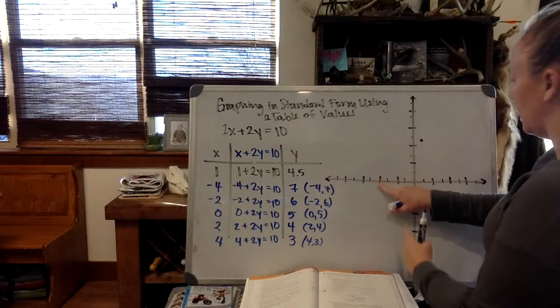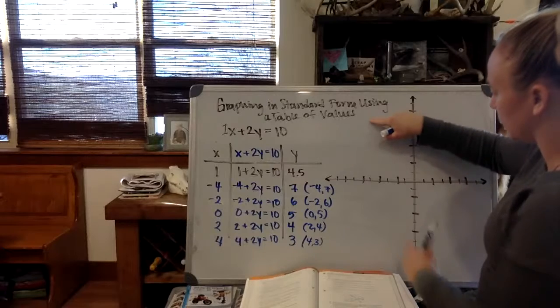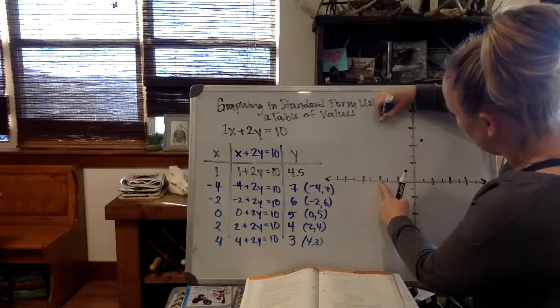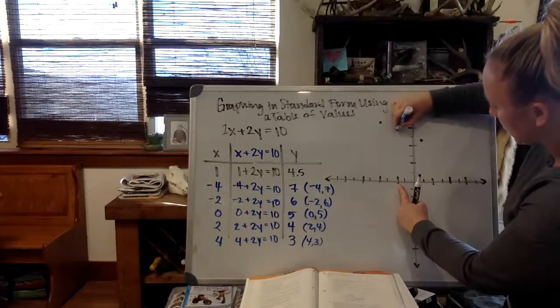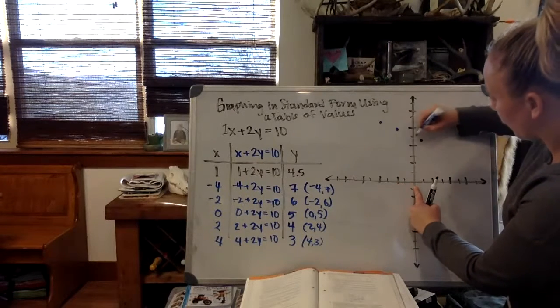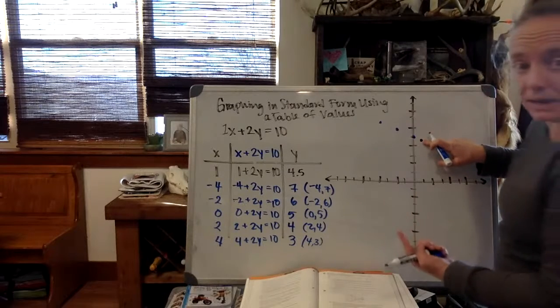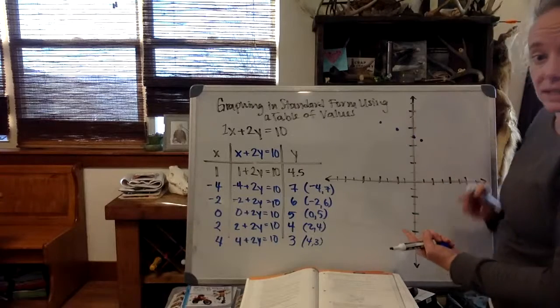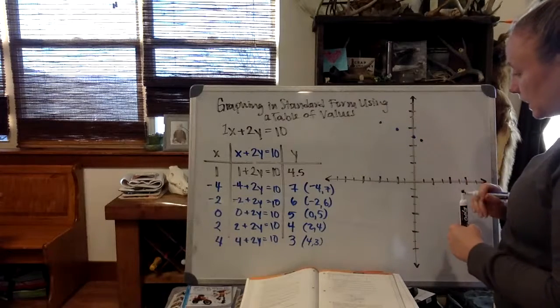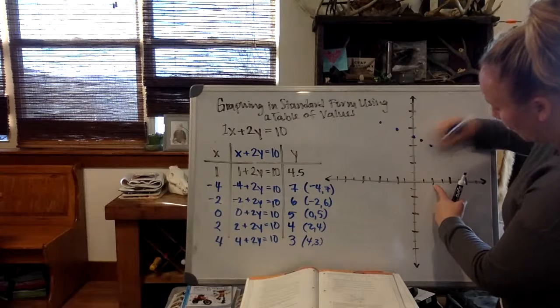-4, 7, 1, 2, 3, 4, 5, 6, 7, -4, 7. It's going to be here. -2, 6 here, 0, 5 here. And I can see that I was right in line with that 1, 4.5. It's exactly what I want to see for this line. You can totally see that it's linear. However, it's just kind of messy. It's a little messy to graph that one.